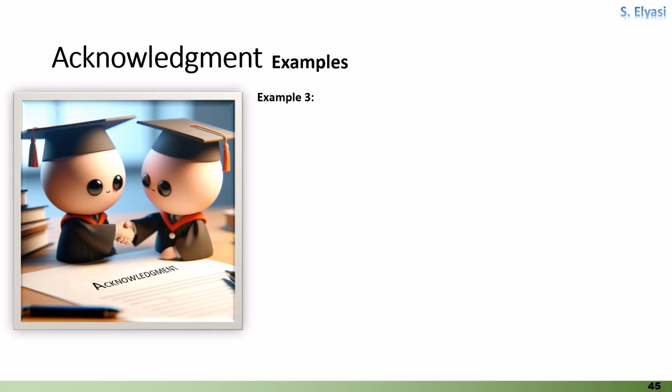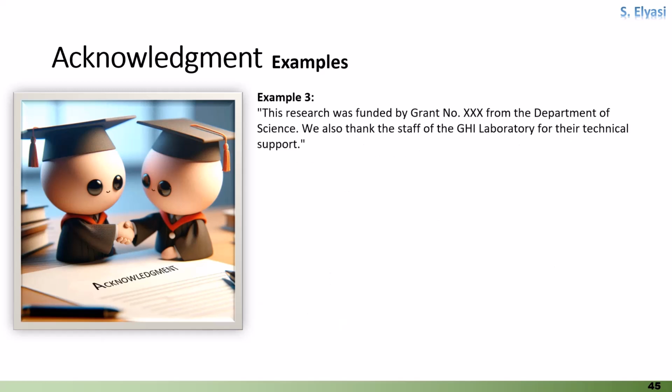Example 3. "This research was funded by grant number XX from the Department of Science. We also thank the staff of the GHI laboratory for their technical support." Why it's effective. Transparency. Mentioning the specific grant and funding department provides transparency and highlights potential sources of support that readers should be aware of. Conciseness. It's brief yet comprehensive, covering both financial and technical support without excessive detail.